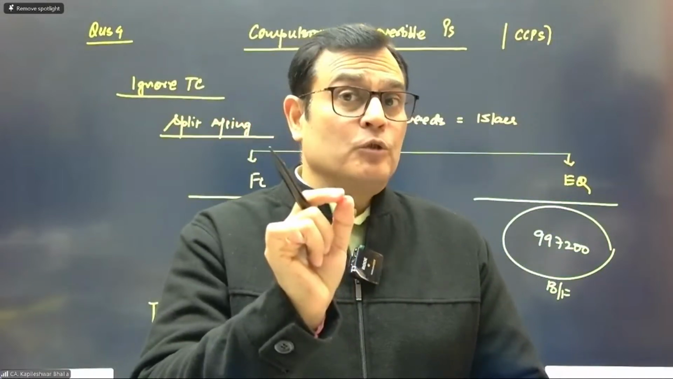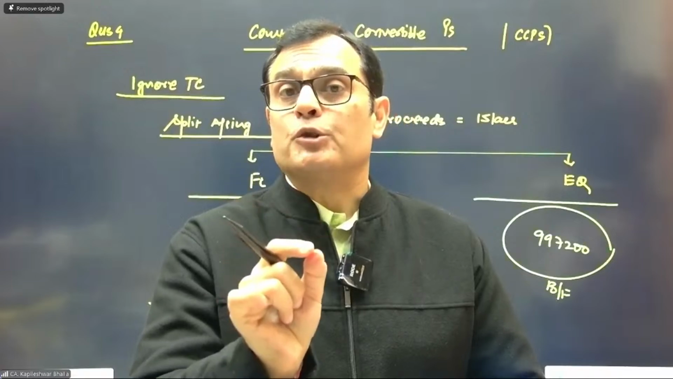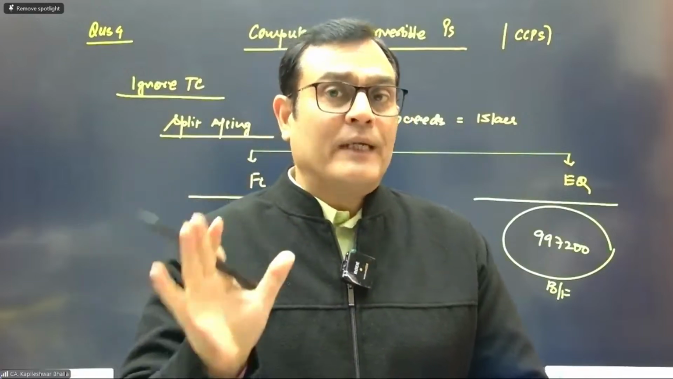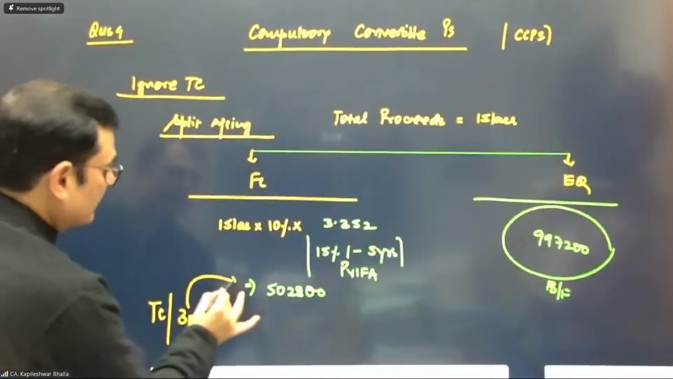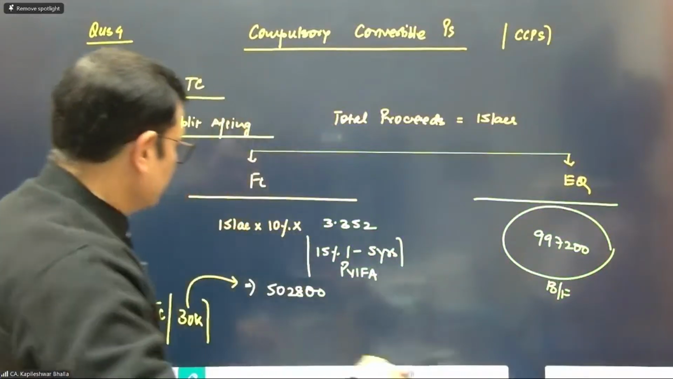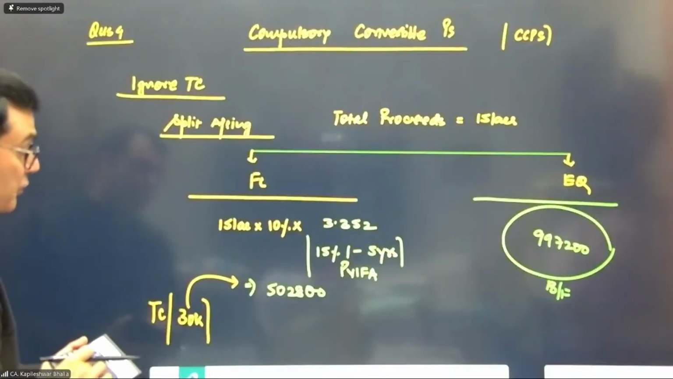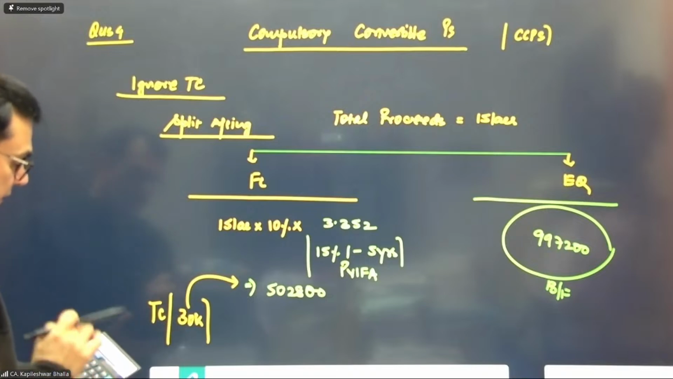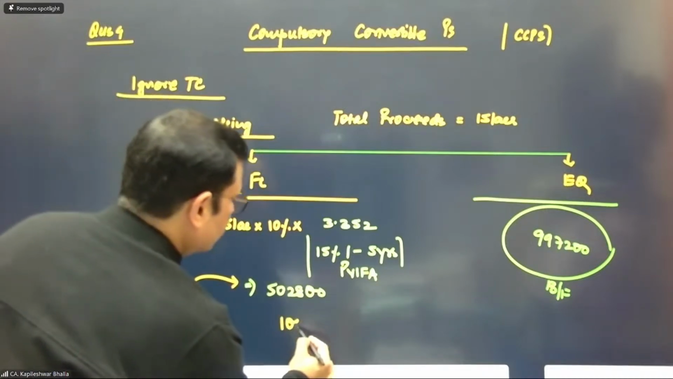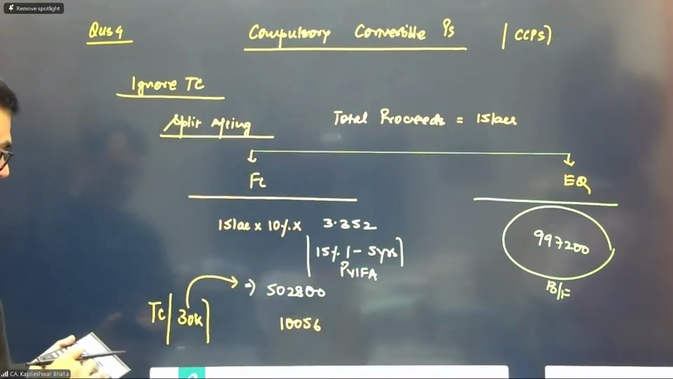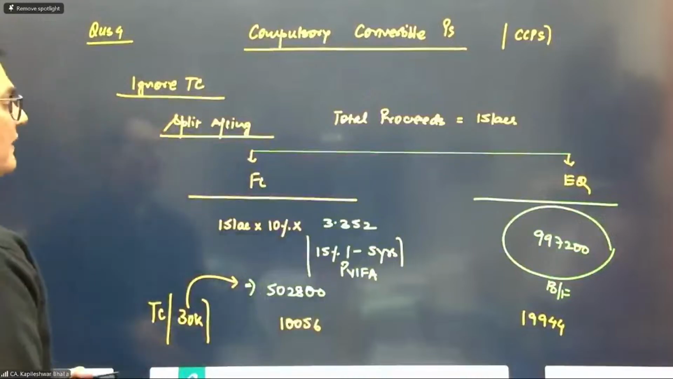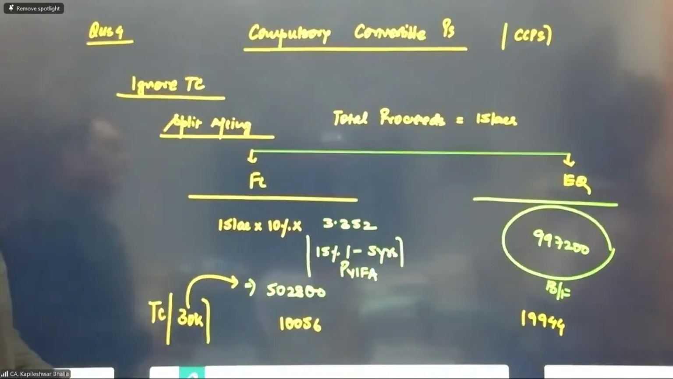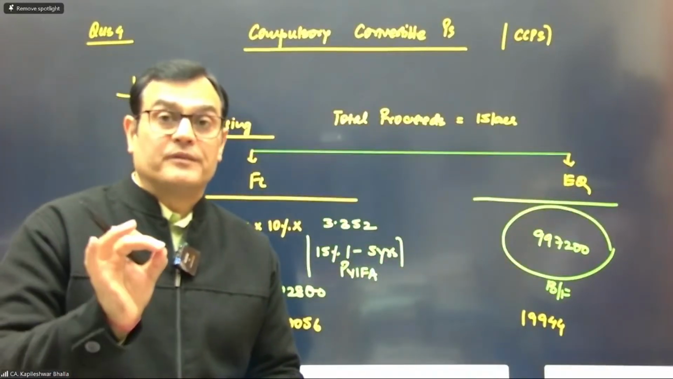So the standard says you got to divide this 30,000 in the ratio of the proceeds. Divide this 30,000 in the ratio of FL as well as equity. So we're going to divide this 30,000 in this ratio. So let's divide 30,000 in the ratio of 502,800. So I think this works out at 10,056. And this comes to 19,944. So we're going to split the transaction cost in the ratio of the FL and the equity which we have done on the split.